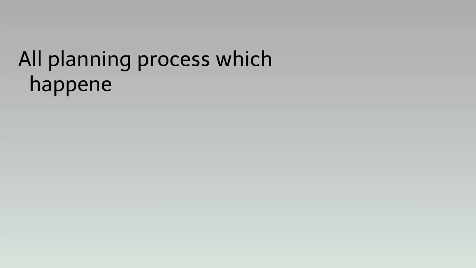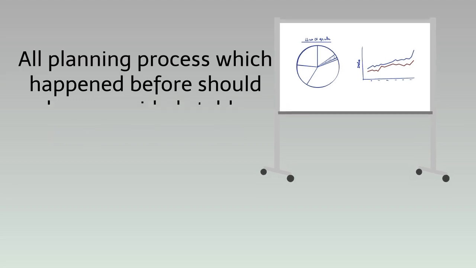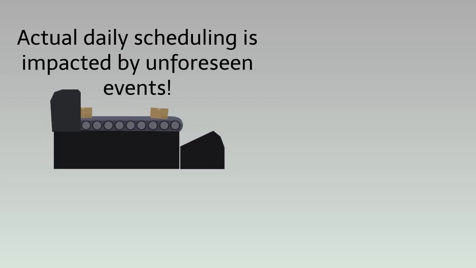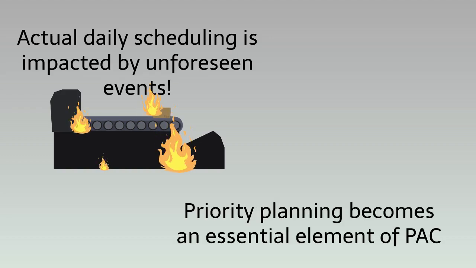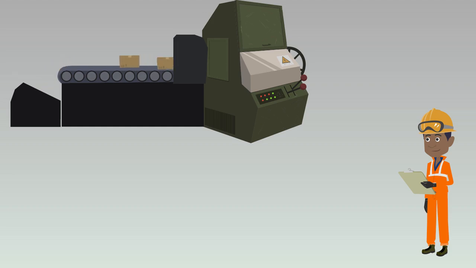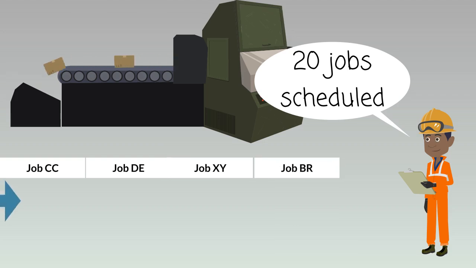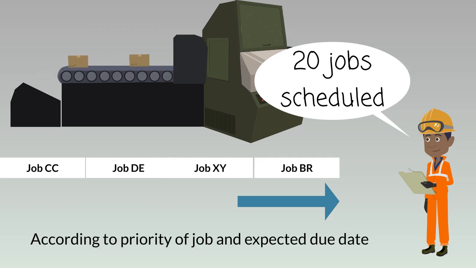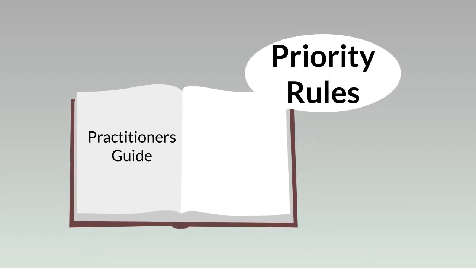PAC implements the plan by managing priorities. All the planning process which happened before should have provided a stable production schedule. However, the actual daily scheduling is impacted by unforeseen events, and so priority planning becomes an essential element of PAC. The factory may have 20 jobs scheduled to start on a particular day. Priority plans put them in the right sequence according to the priority of the job and their expected due date. Be sure to read all about the priority rules in your practitioner's guide.